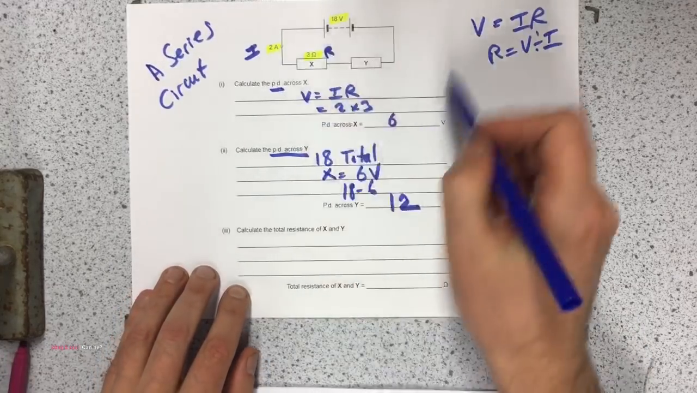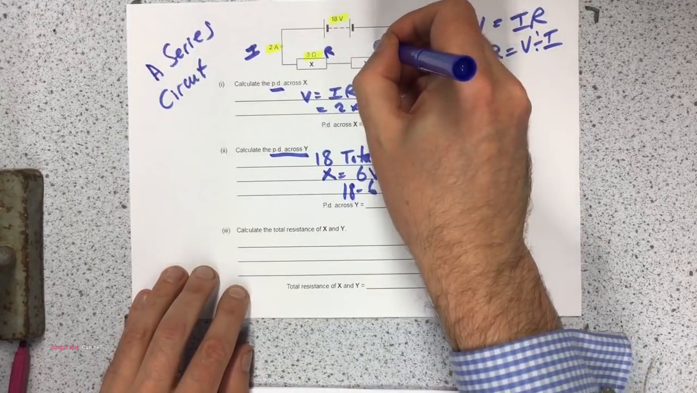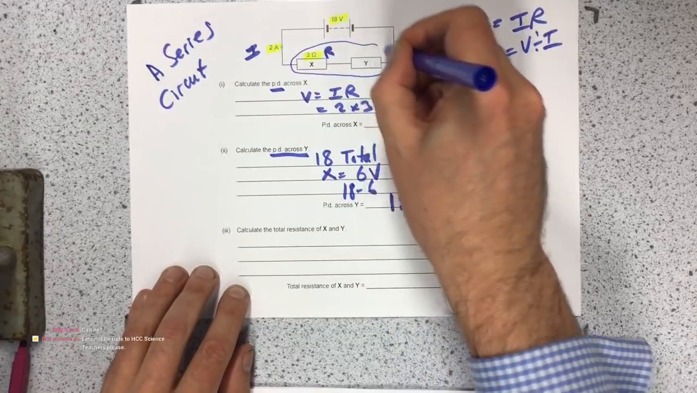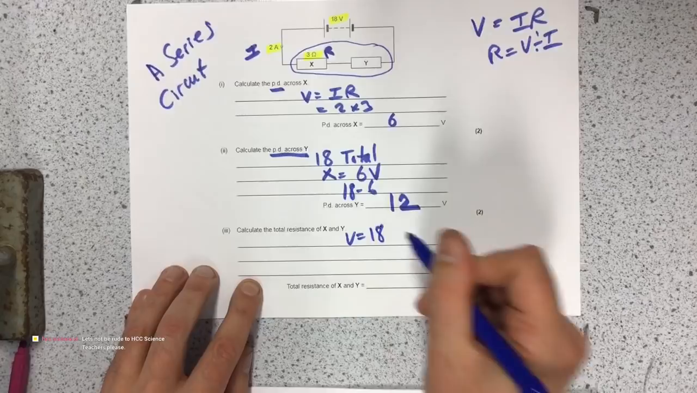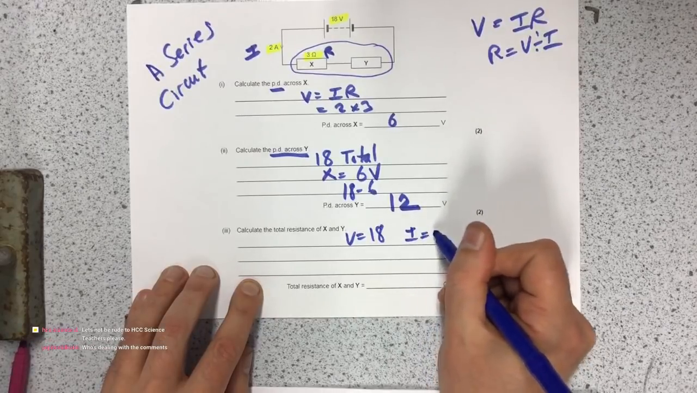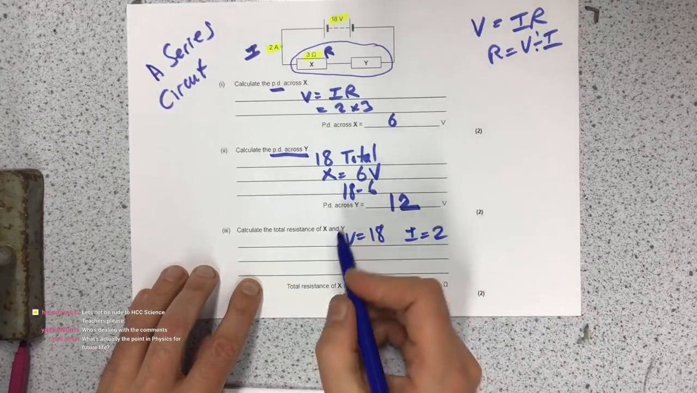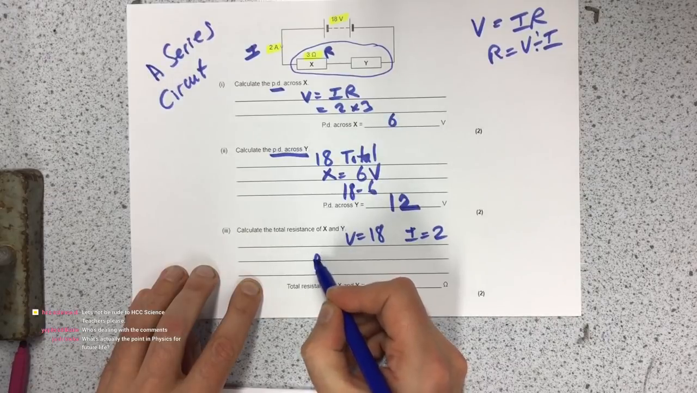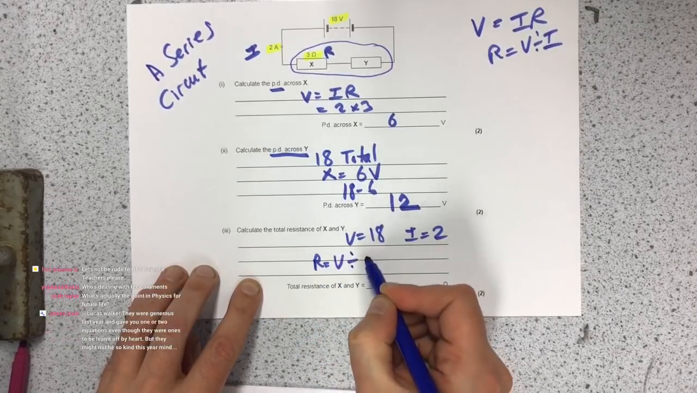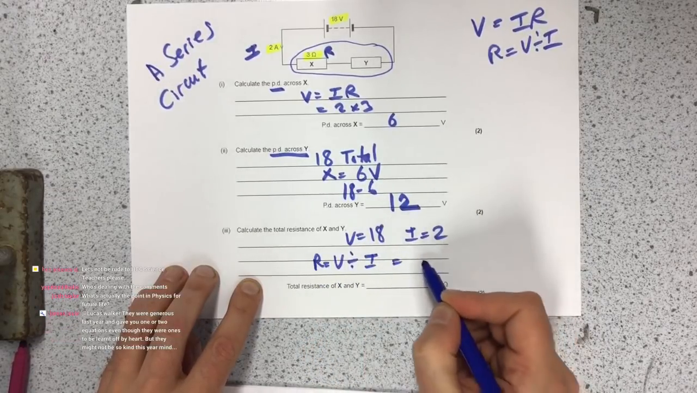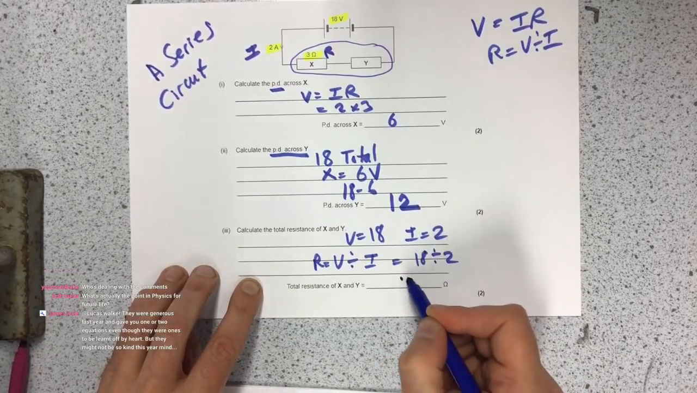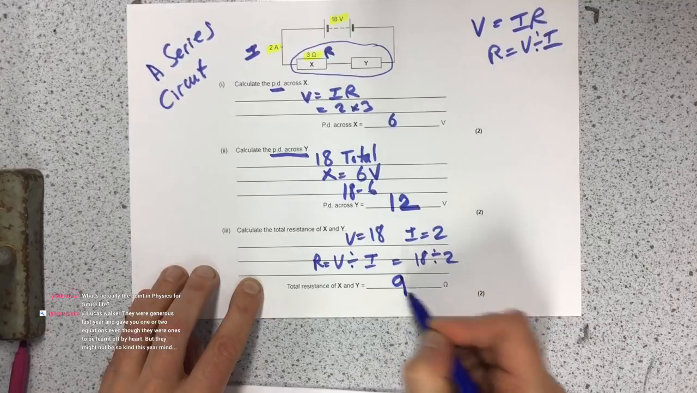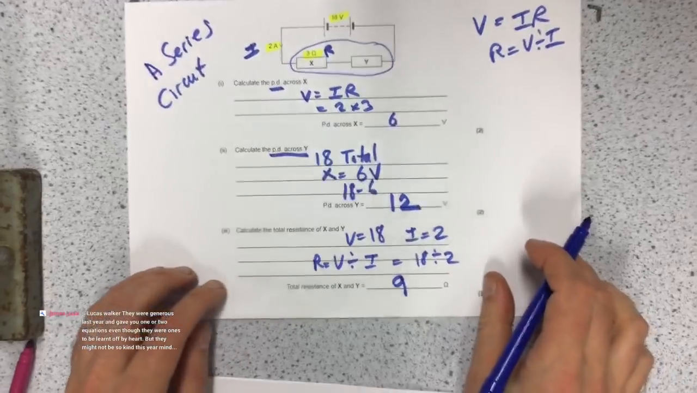Okay. Again, they're asking you for the total resistance in the last part of the question. We know that V equals 18. We know that I equals 2. So R equals V divided by I, which is 18 divided by 2. So the total resistance is 9 ohms. Okay.